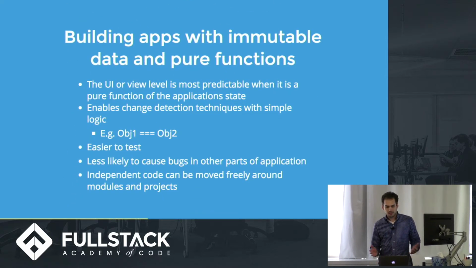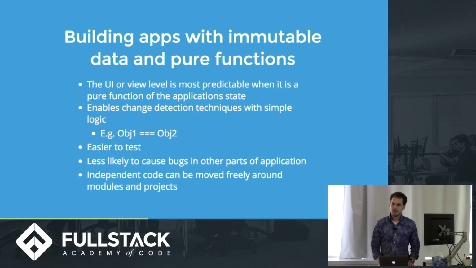So if we start building apps with immutable data and pure functions, what sort of benefits are there? Well, the UI or the view level is very predictable when it is just a pure function of the application state. For those that are familiar with React, the React render function is supposed to be a pure function where it gets data and it renders a view. Data in, view out.